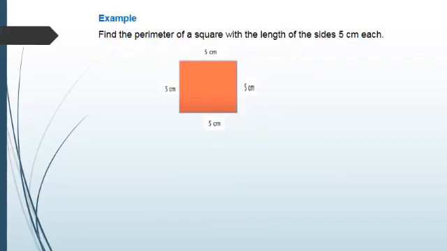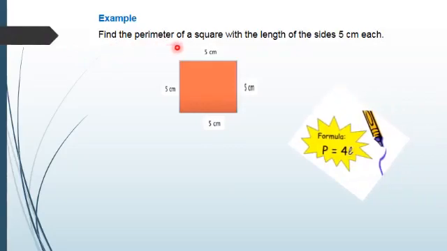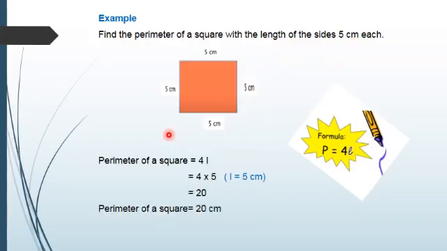Now, let's solve an example. In this example, we have to find the perimeter of a square with the length of the sides 5 cm each. We know the formula of the perimeter, that is 4L. So, we will apply the formula to this square. It will be equal to 4 into 5, as we have a length of a square 5 cm, and that will be equal to 20. So, the perimeter of a square with the length 5 cm is equal to 20 cm.